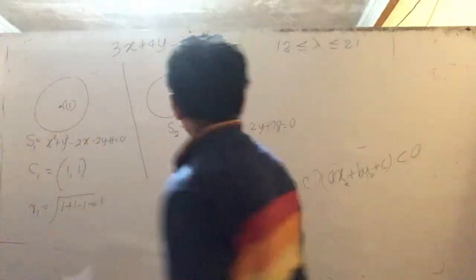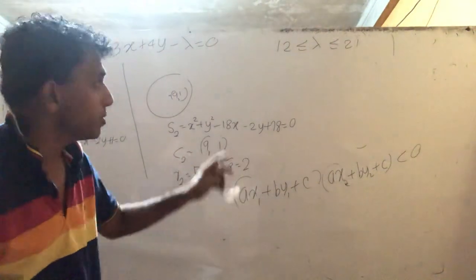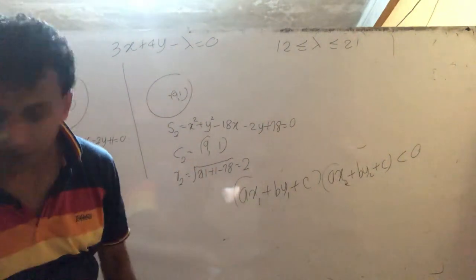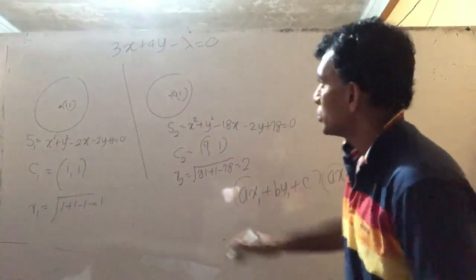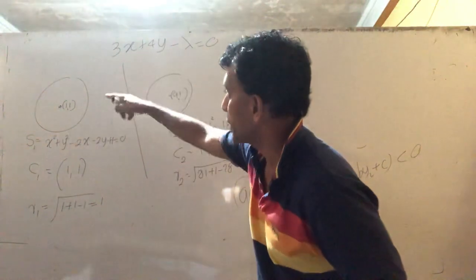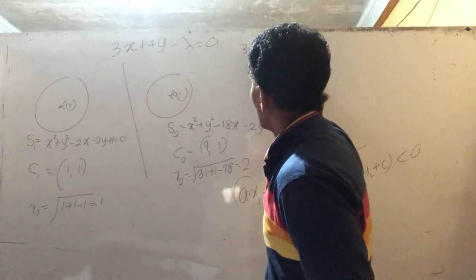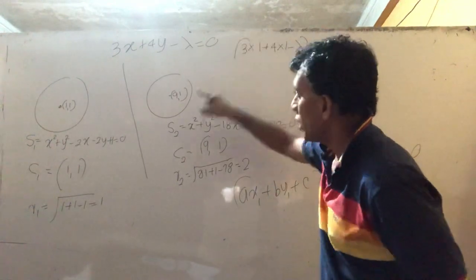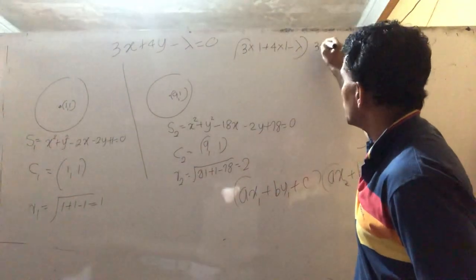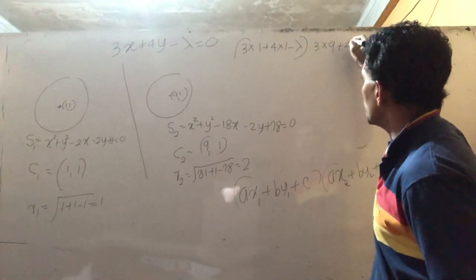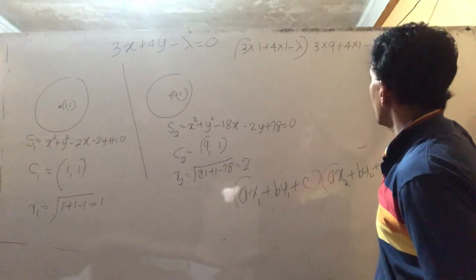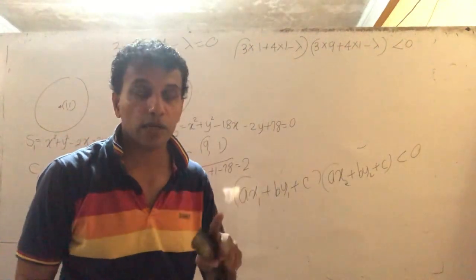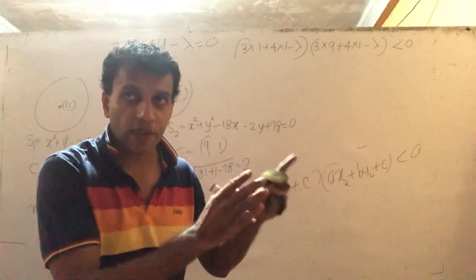Think about the idea. First we use the straight line knowledge. If particular coordinates lie on opposite sides of a given line, this should be satisfied. Therefore I use this theory. In this straight line, apply the coordinate: 3 into 1 plus 4 into 1 minus lambda, into, I apply this coordinate, 3 into 9 plus 4 into 1 minus lambda, less than 0. That's the opposite sign condition for the circles. That is your straight line chapter in coordinate geometry.